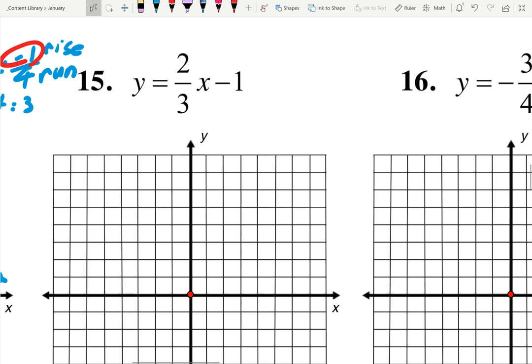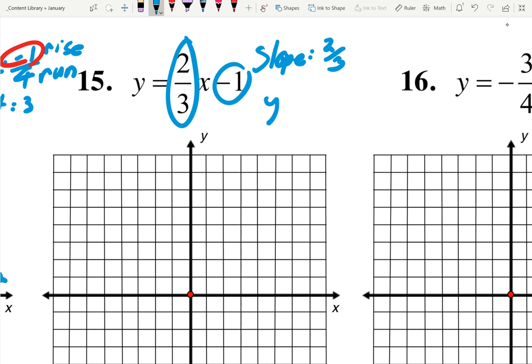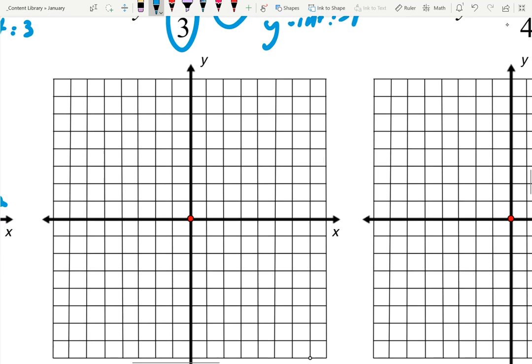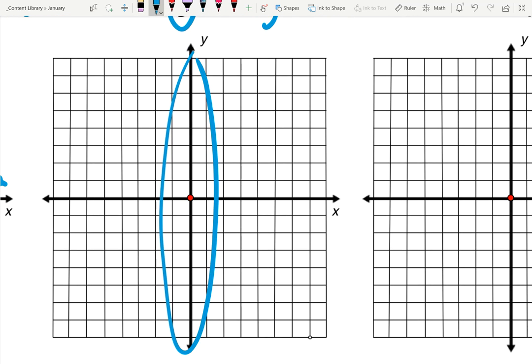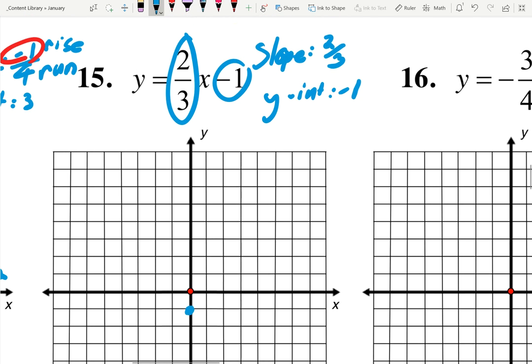All right, number 15, we have a slope of 2/3 and a y-intercept of negative 1. So start with the y-intercept. Again, the y-intercept is this axis. We're going to go down to negative 1, so 0 is in the middle, remember. Negative 1 is going to be just 1 below it. So there's our y-intercept. Now our slope is 2/3.